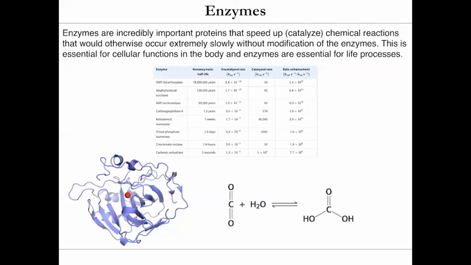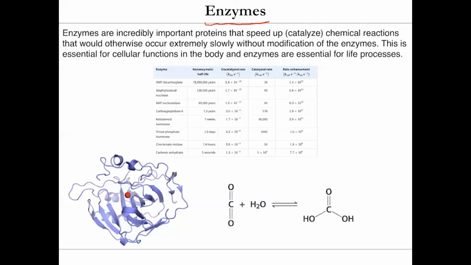So proteins do pretty much every job that your body needs done. Proteins are crazy important. And a really important class of proteins are enzymes. So you've probably heard that word before, enzymes. Well, we're going to talk about what that means. So enzymes are incredibly important proteins. And what they do is they speed up chemical reactions that would otherwise occur extremely slowly.